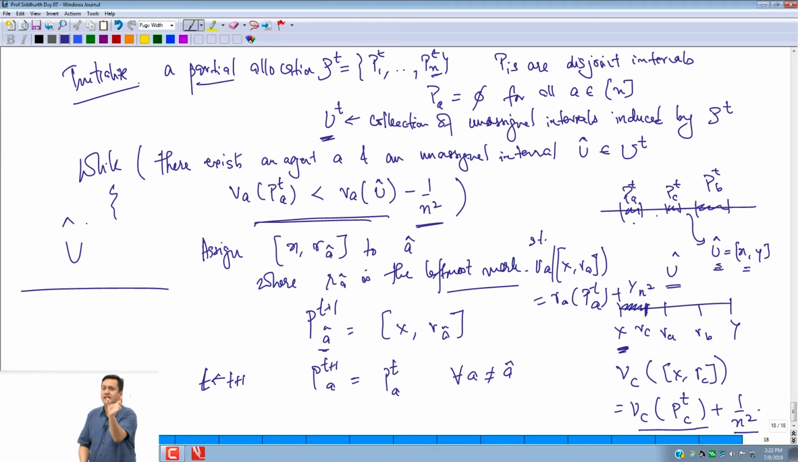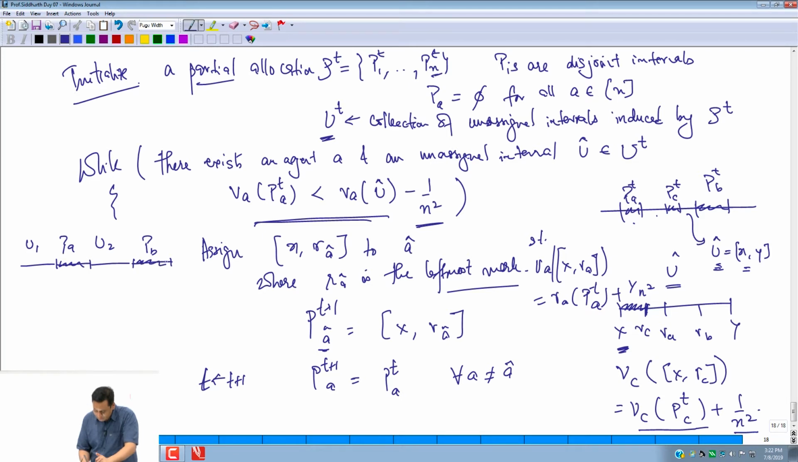If there is one such unassigned interval among the at most n minus 1 of them, you do this. Say there's an unassigned interval U1, there's an assigned piece PA, there's an unassigned interval U2, then PB and so on. PA and PB are assigned. You look at U1 and see if there is an agent that values it more than its current value plus 1 over n square. If that's the case, you do this. Otherwise, you go on to U2 and so on. So U hat is one of these specific contiguous intervals.